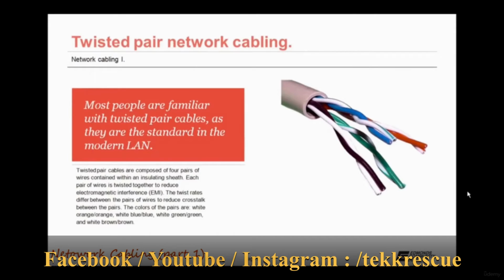Most people are familiar with twisted pair cables because they are the standard in the modern LAN. They are what you see most often when you're looking at network cabling. Twisted pair cables are composed of 4 pairs of wires contained within an insulating sheath. Each pair of wires is twisted together to reduce electromagnetic interference, which is called EMI. The twist rates differ between the pairs to reduce crosstalk between the pairs, which is a type of EMI.